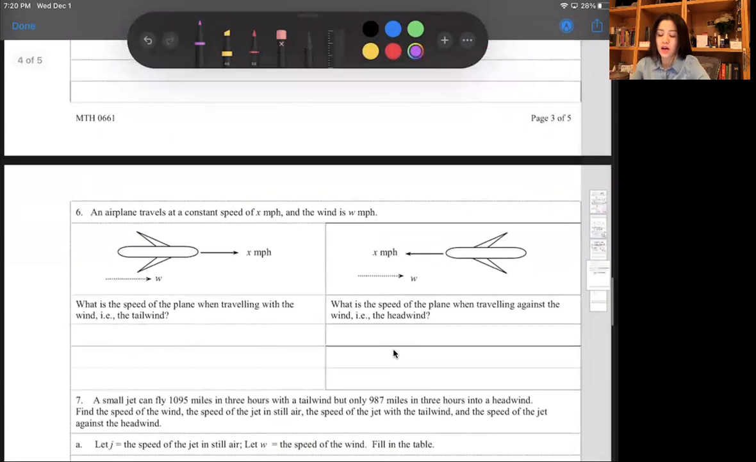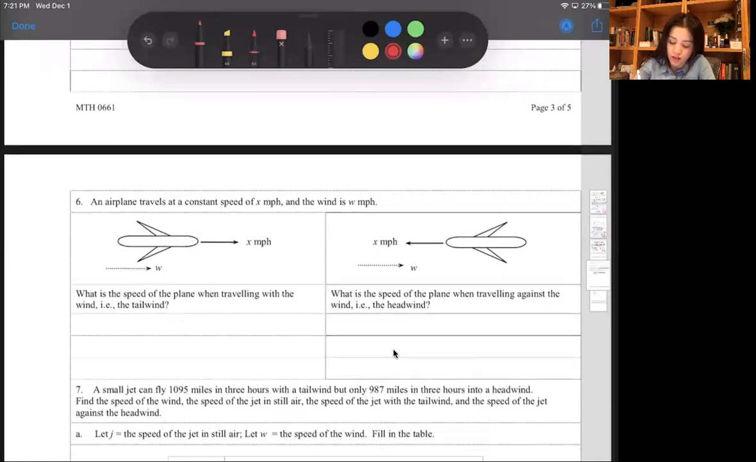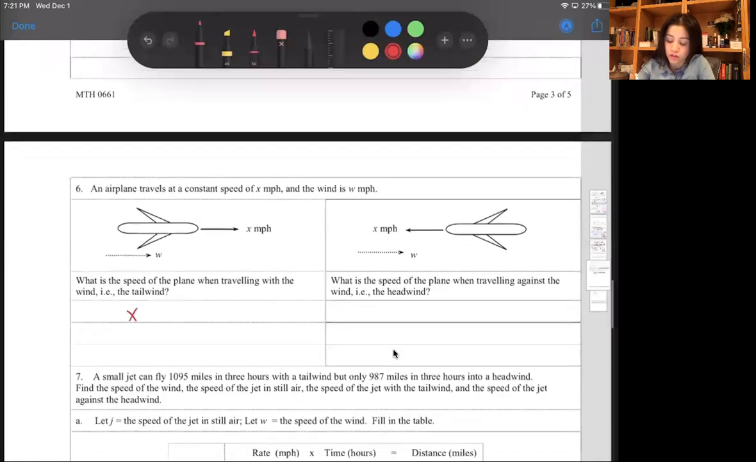All right, problem 6. Now we talk about the wind, right? An airplane travels at a constant speed of X miles per hour, and the wind is W miles per hour. So the speed of the airplane is X, and the speed of the wind is W. On the left picture, the airplane is going with the wind, in the direction of the wind. So again, with the wind, we're going to do addition. The speed of the plane when traveling with the wind, or tailwind, is X plus W, while the speed of the plane when traveling against the wind is going to be X minus W. It's kind of similar to upstream and downstream.